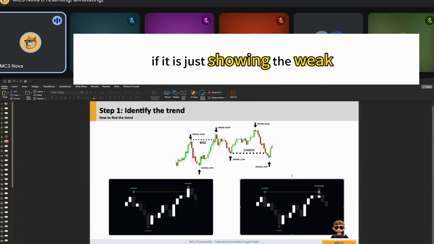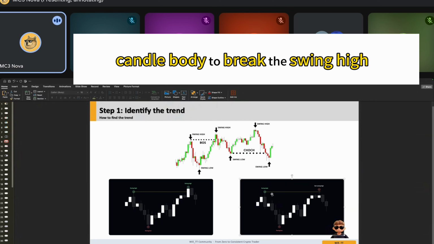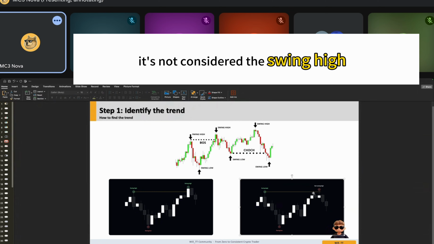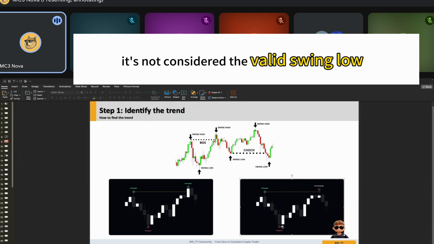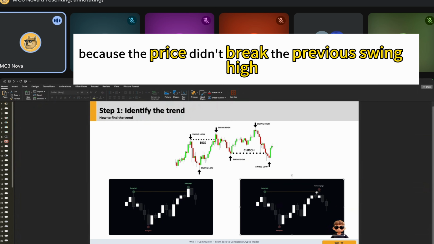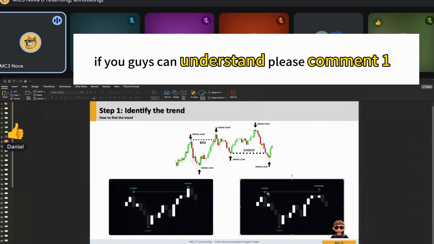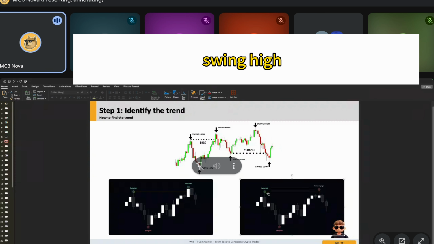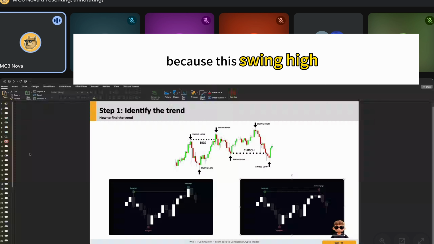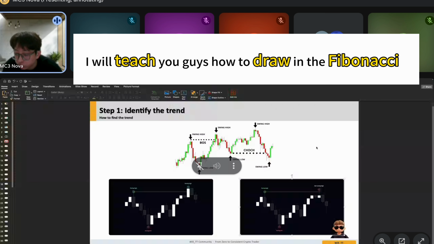If it is just a wick, and the full candle body didn't break the swing high, it's not considered a valid swing high. It is also not considered a valid swing low, because the price didn't break the previous swing high. If you guys can understand, please comment one. I have to make sure everyone understands this swing low and swing high, because it is very important, as I will teach you how to draw the Fibonacci on your chart.